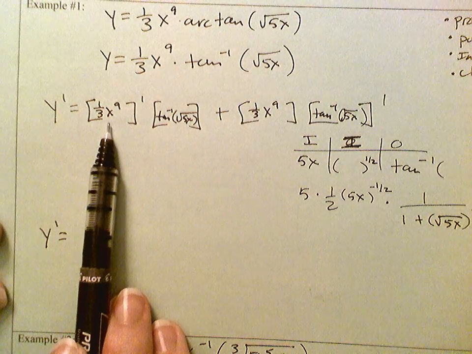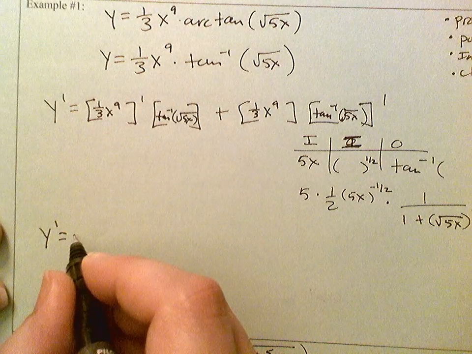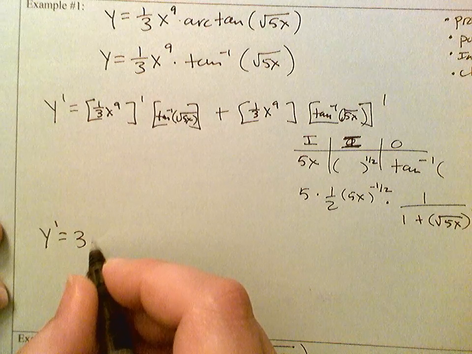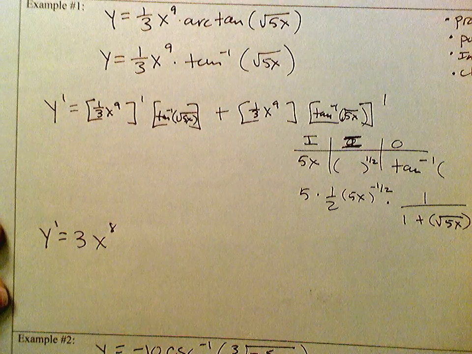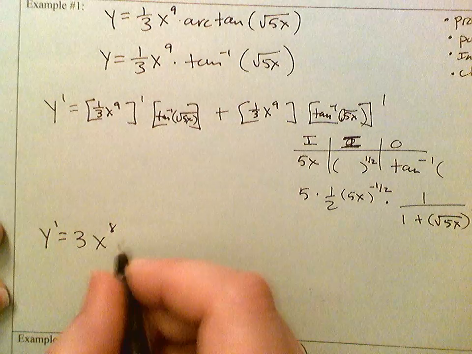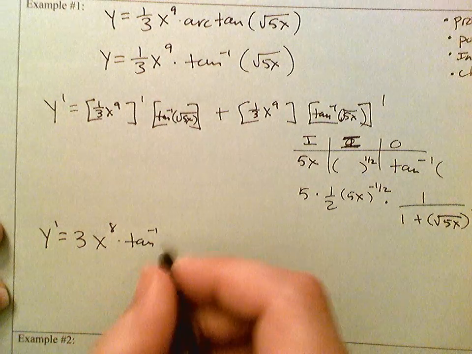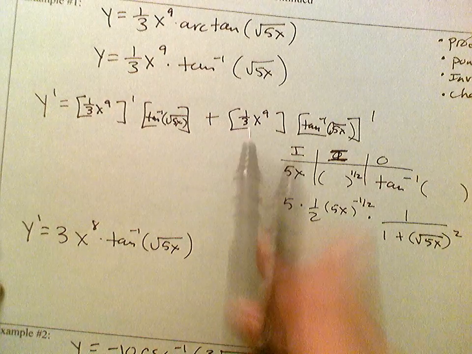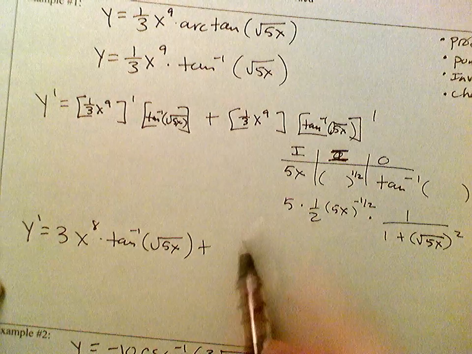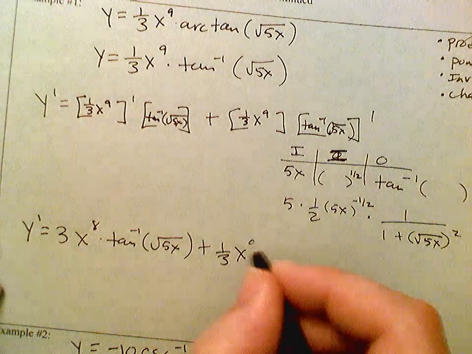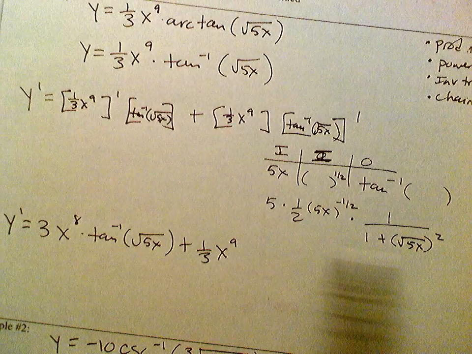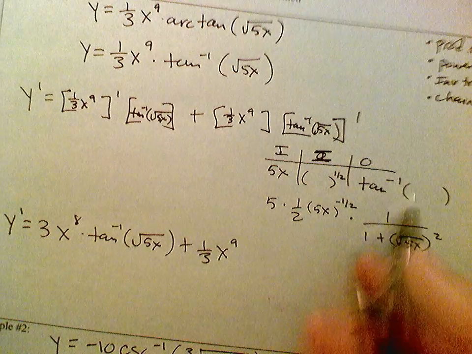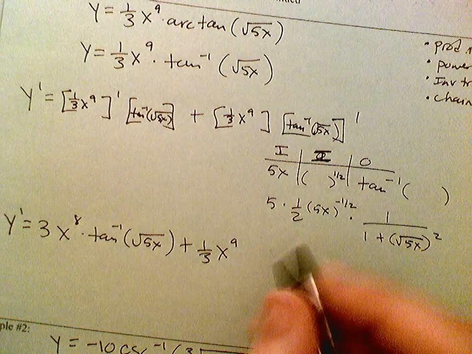Y prime is equal to the derivative of this. I'm using power rule there, and I end up with 3x to the 8th, okay? And then this one just comes down times inverse tangent radical 5x. This one, so I bring down the plus sign. This one just comes down 1/3 x to the 9th. And then I've got my derivative here. Maybe I'll clean it up a little bit, but you don't even have to.